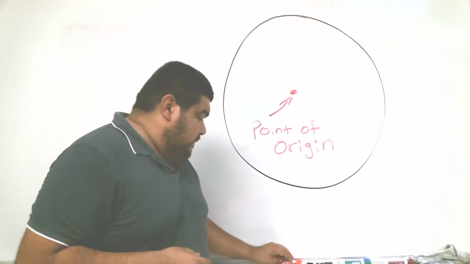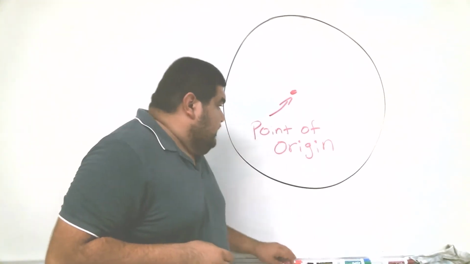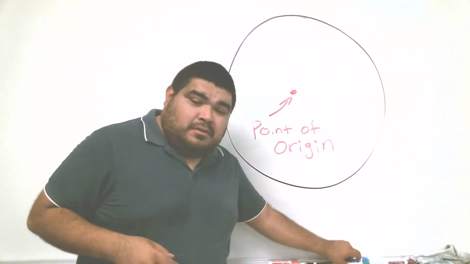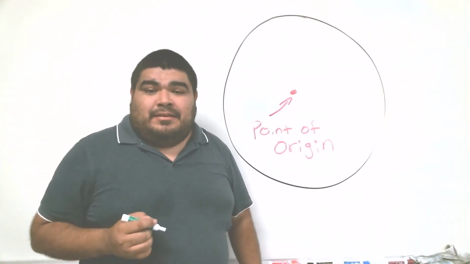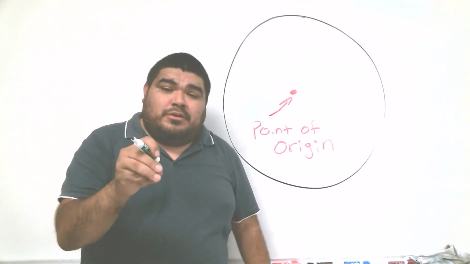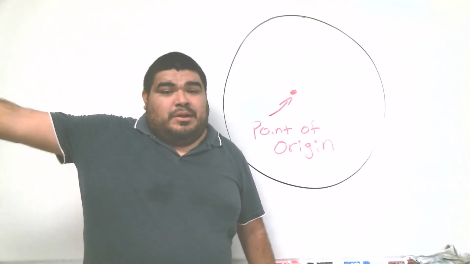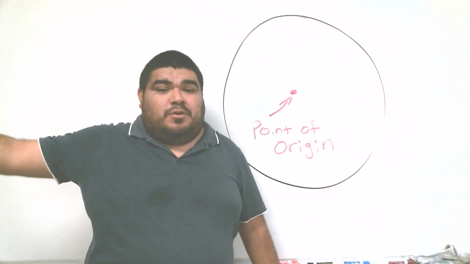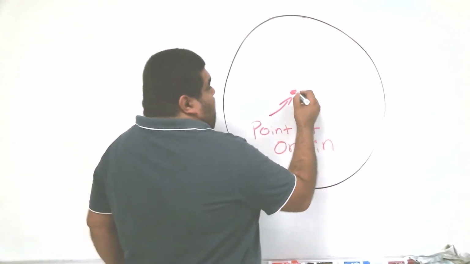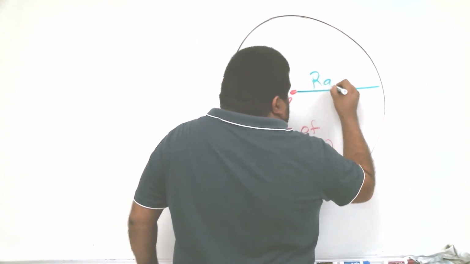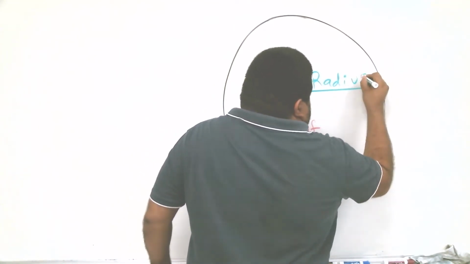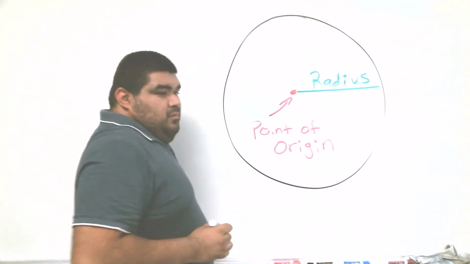Now, this line or this circle has also a line that goes from the center, from the origin, out to the outer rim, okay, to the outer side of the circle, which is called a radius. Okay?